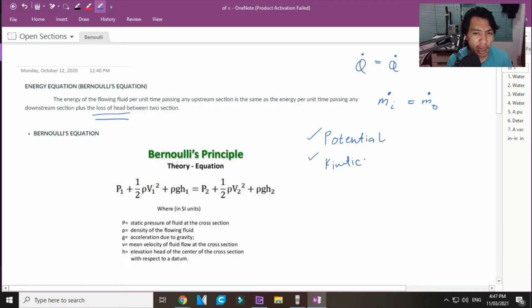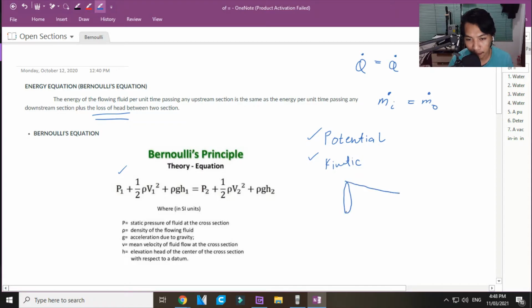And then ano pa ang kino-contain ng isang fluid? Siyempre, pressure. Meron tayong fluid pressure. Okay? Other than potential and kinetic, it contains pressure energy. And that is P. Okay? The static pressure of the fluid at the cross-section. Yung pipe mo, i-define ko mamaya. Yung pipe mo, from inlet to outlet, nag-iiba yan ng sizes. Nag-iiba ng cross-section. Yung sinabi ko sa inyo sa continuity, nag-ano tayo ng nozzles doon, di ba?